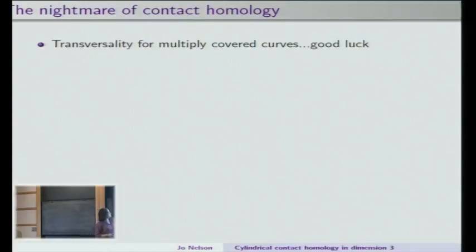Well, there's this thing called transversality for multiply covered curves, and it's not really going to work out so awesome when you have multiply covered curves. So in the standard symplectic topology world, a lot of times you can get transversality by arranging for things to be generic, such as your complex structure. But that really only works when your curves are somewhere injective. And multiply covered curves are not somewhere injective, so things are going to get a little bit dicey.